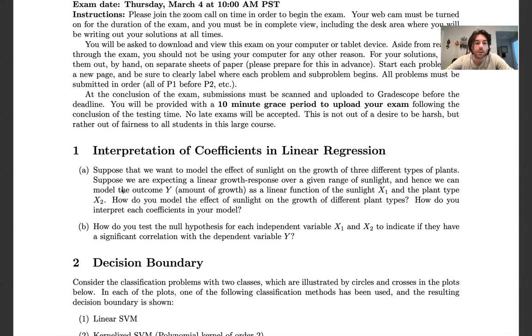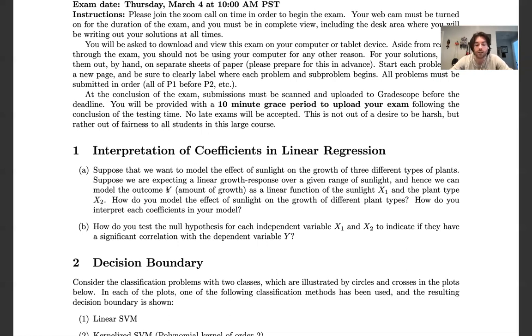So the first thing we note is that we're trying to model a continuous variable here, the amount of growth, that is y. So that immediately tells you we're looking at some kind of regression analysis. This isn't a classification exercise. This is a regression. And then we're told that we have sunlight here, which appears to be a general numeric variable of the amount of sunlight you're given. And then plant type X2. We're told that there are 3 different types of plants. So we know that this X2 is categorical and it contains 3 discrete values. So that's the problem space that we're given.